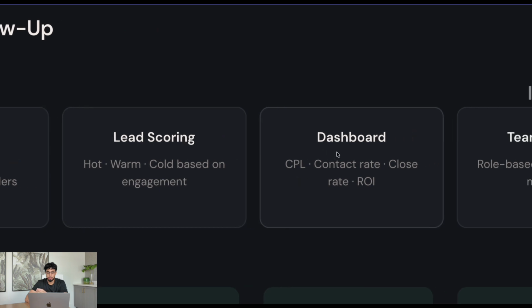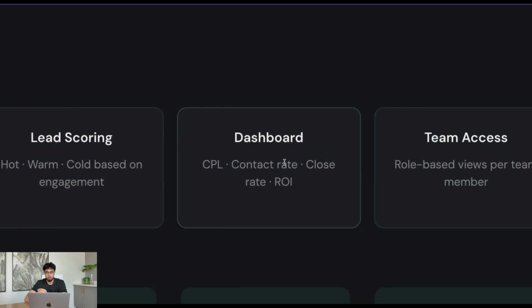And just have a dashboard with every metric you can think of. You need to be tracking every single thing, whether it's cost per lead, contact rate, close rate, and ROI, right? You need to make sure you actually know what you're putting in, what you're getting out, and what you need to fix. Because if the cost per lead is high, you need to focus on that. If your close rate is low, you need to focus on that. If your contact rate is low, you need to focus on that. You need to make sure you know exactly where to focus your next steps. You can't just be guessing blindly.